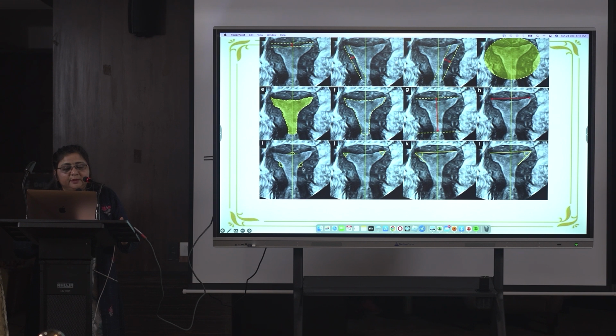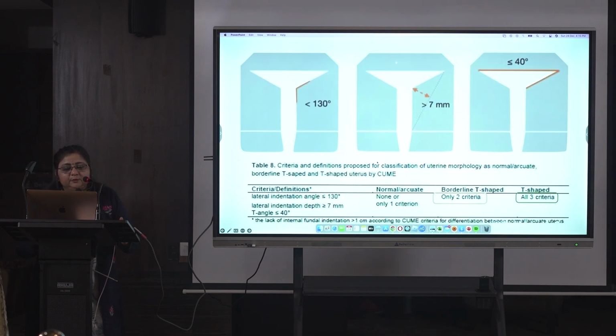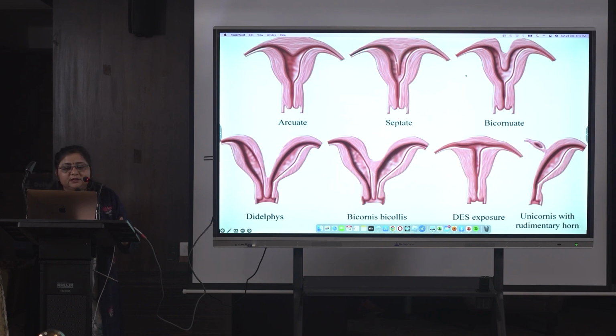You can see here we are measuring the angle here, then here we are measuring the lateral indentation depth, and these are the lateral angles. This is less than 40 degrees. So this was all work done on congenital uterine malformation by experts. This has 3 criteria: lateral indentation angle less than 130 degrees, lateral indentation depth more than 7 millimeters, and T angle less than 40 degrees. All 3 criteria should be present for a T-shaped uterus.